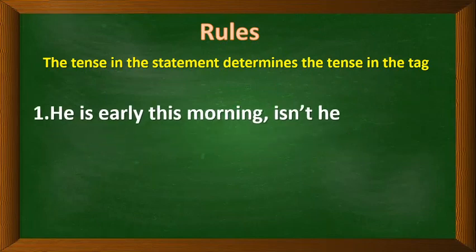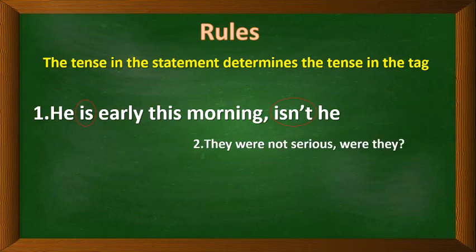Let's look at this example. He is early this morning, isn't he? He is early this morning. What tense is that? That is present tense. So we have the is as a present verb. If you look at the tag, isn't he? You see we have what? The is reflecting there. So in this particular expression, don't forget to add your question mark.